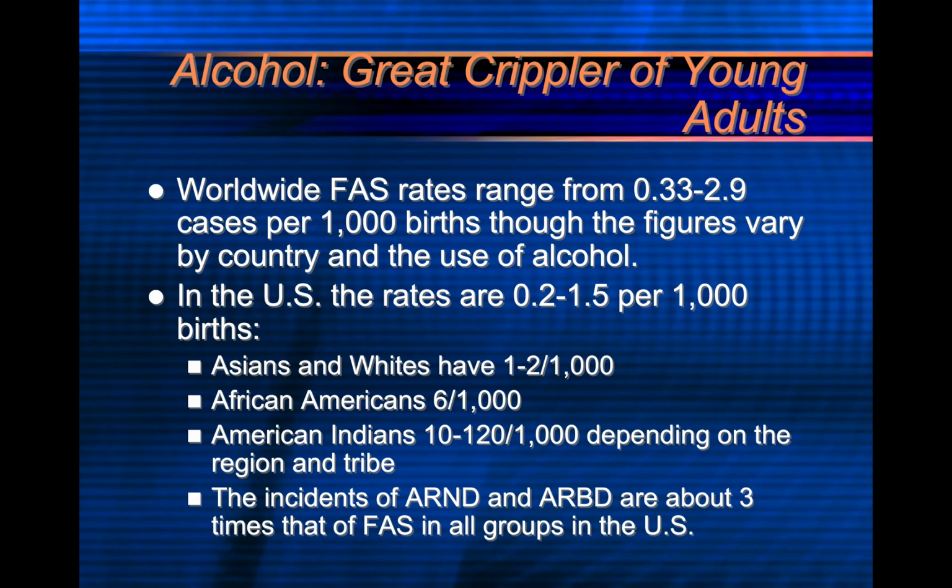Worldwide FAS rates range from 0.33 to 2.9 cases per 1,000 births, though the figures vary by country and the use of alcohol. In the United States, the rates are 0.2 to 1.5 per 1,000 births. Asians and whites have a rate of 1 to 2 per 1,000. African Americans 6 per 1,000. American Indians anywhere between 10 to 120 per 1,000, depending on the region and the tribe, and we're going to talk about that in just a second. The incidence of aND and ARBD are about 3 times that of FAS in all groups in the United States.